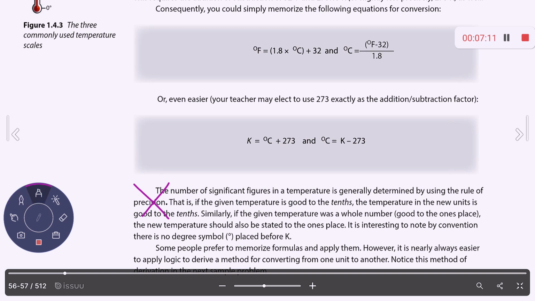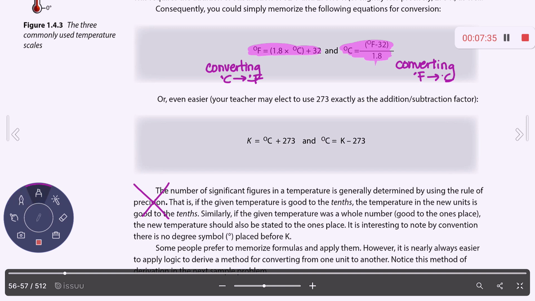So let's take a look at these conversions up here. So you've got two calculations up here at the top. The one on the left is for converting degrees Celsius into degrees Fahrenheit. The one on the right is for converting degrees Fahrenheit into degrees Celsius.